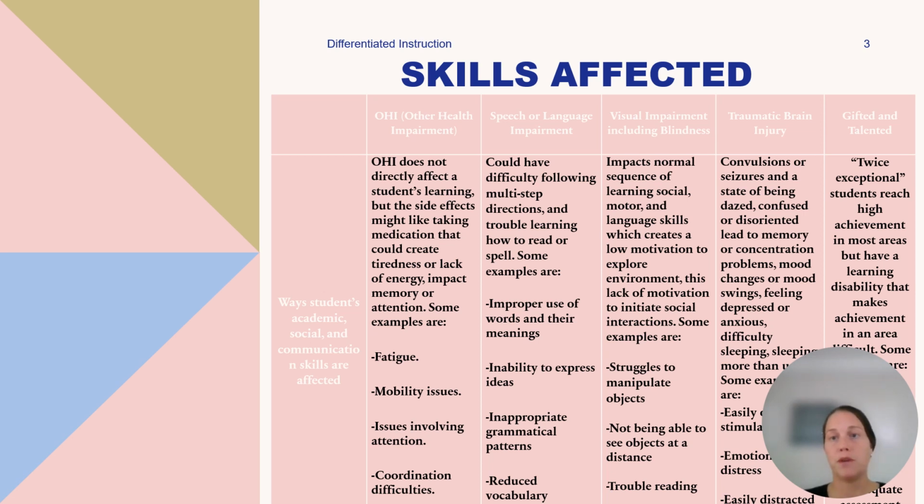TBIs, or traumatic brain injuries, could lead to convulsions or seizures and a state of being dazed, confused, or disoriented, which then leads to memory and concentration problems, mood changes, mood swings, depression, anxiety, difficulty sleeping, or sleeping more than usual. Below are examples listed. Our gifted and talented students, or twice exceptional students, reach high achievement in most areas, but have a learning disability in a certain area that makes achievement in that area difficult. Below are some examples listed.